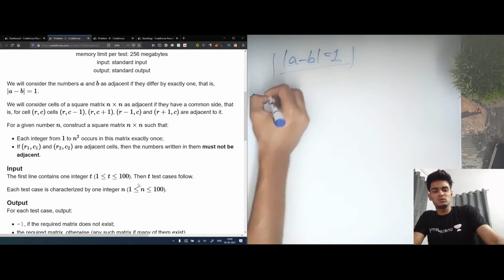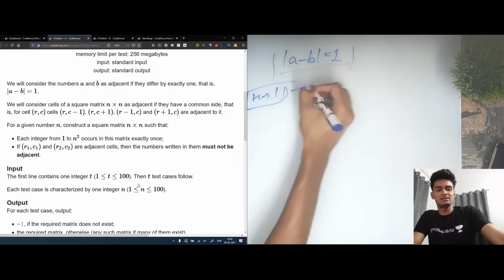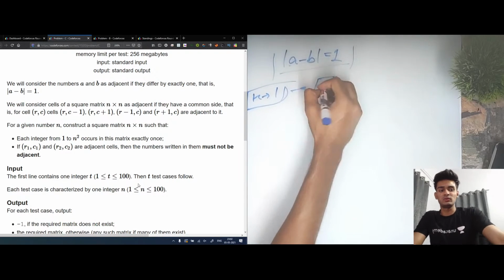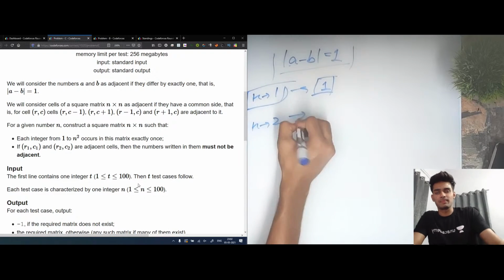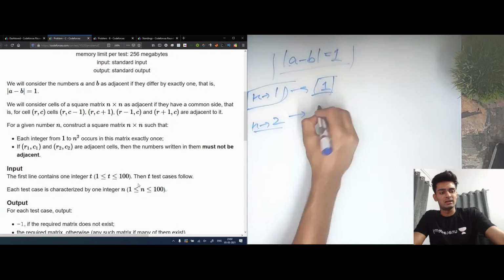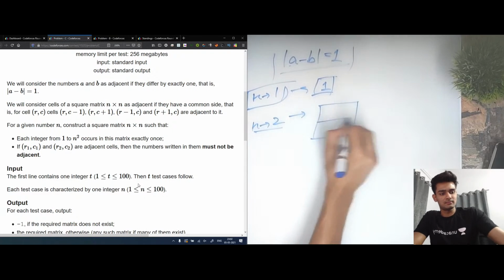Now if n equals 1, the matrix will be of size 1 by 1 only, and we can just insert 1. Now let's see for n equals 2. If n equals 2, let's try to draw this array.